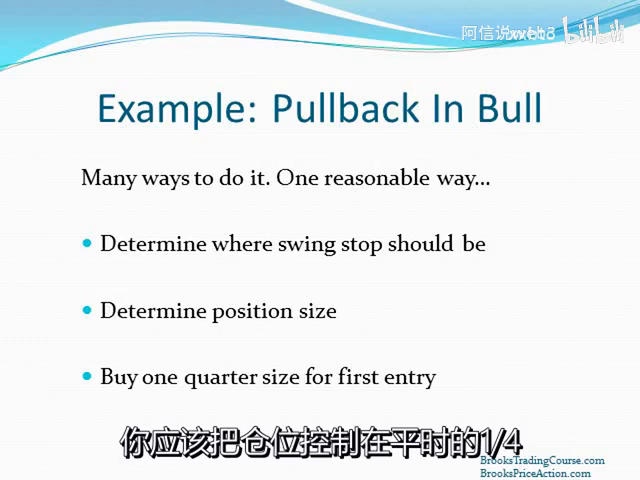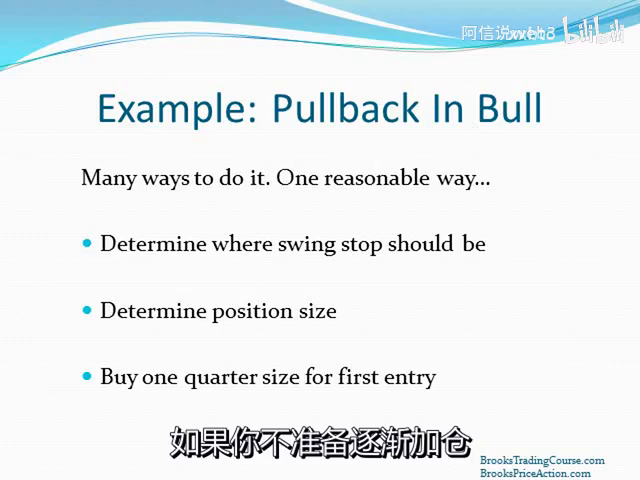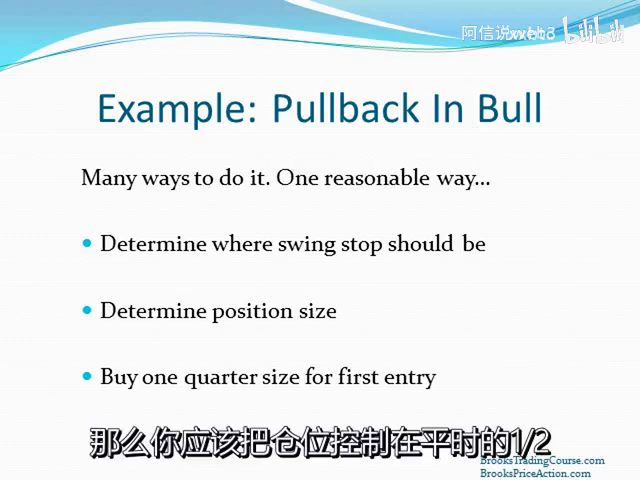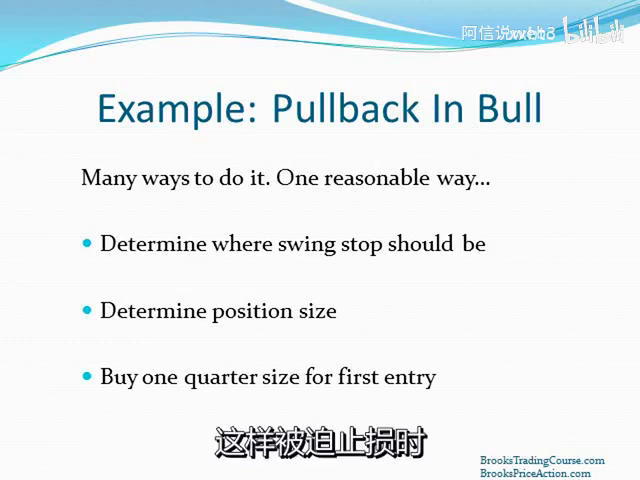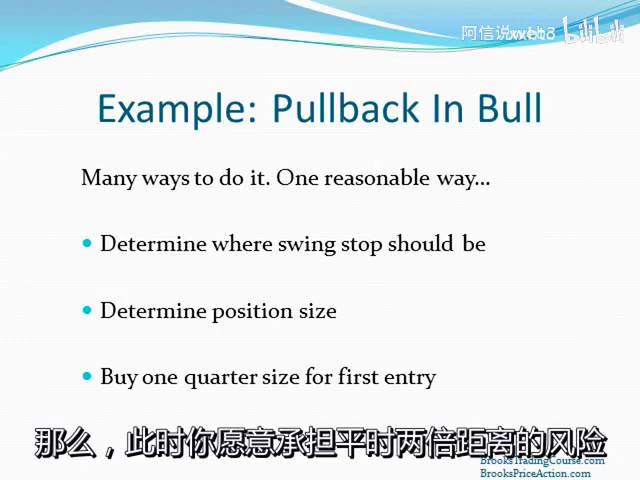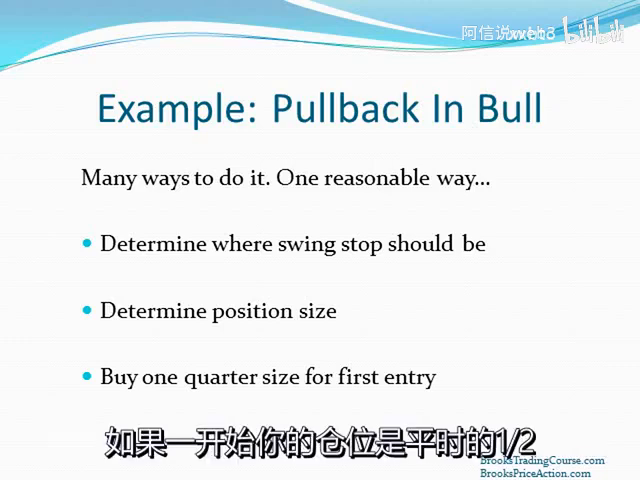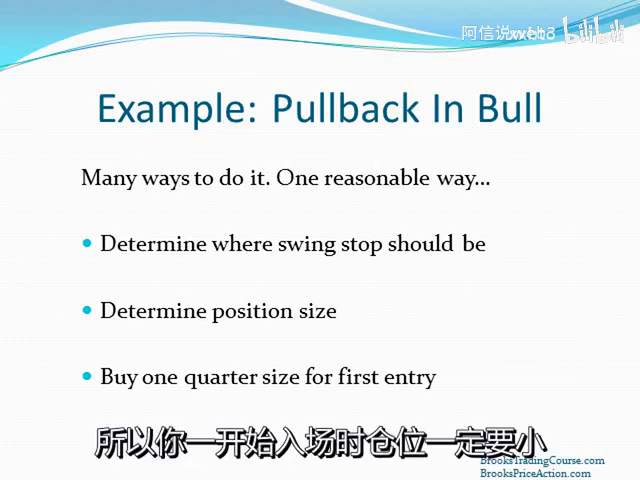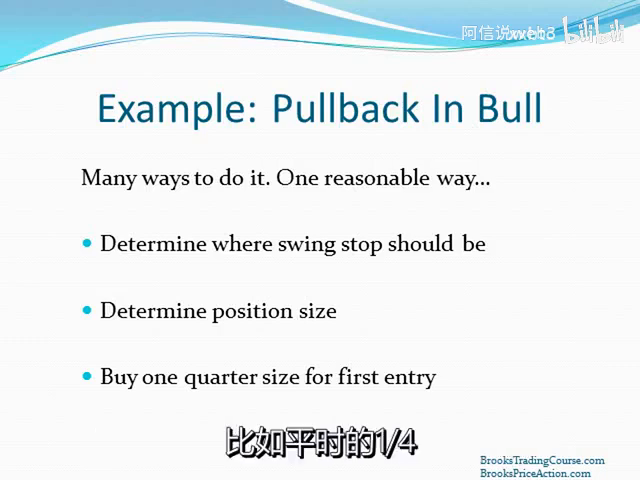What you should do is trade a quarter size for your first entry. If you were not scaling in and your stop size is double, you would trade half size, because then if you get stopped out, you lose your normal maximum amount. On the other hand, here you're going to be willing to risk to that swing stop 40 cents away. If you trade half size and then add on lower, your risk is greater than normal. So you should start with a very small position, like a quarter of your normal position size.